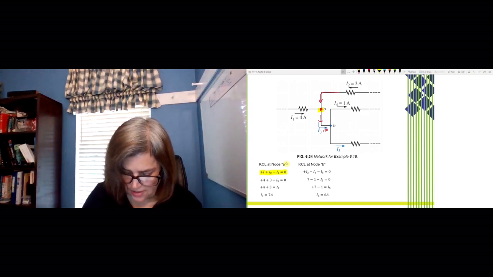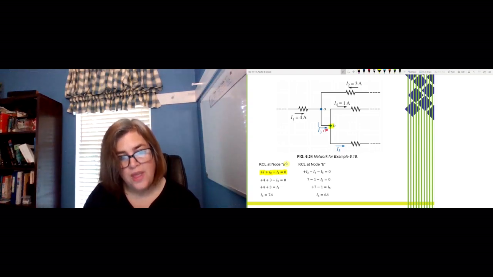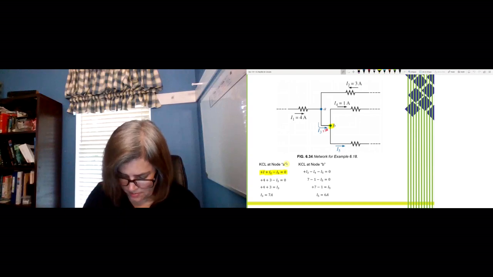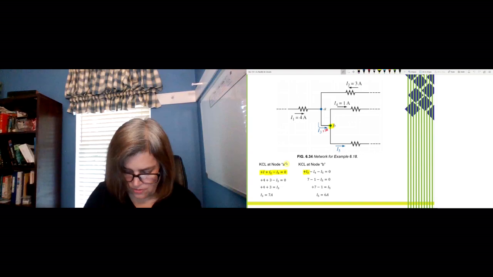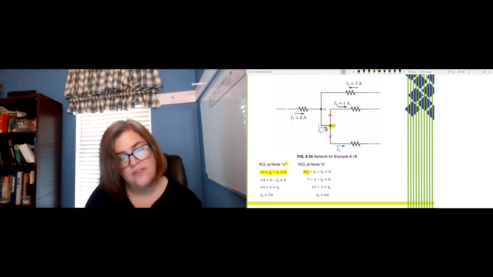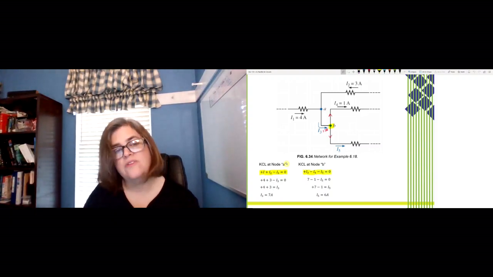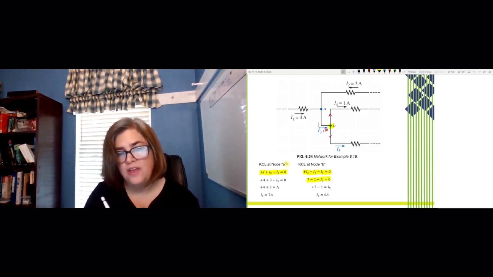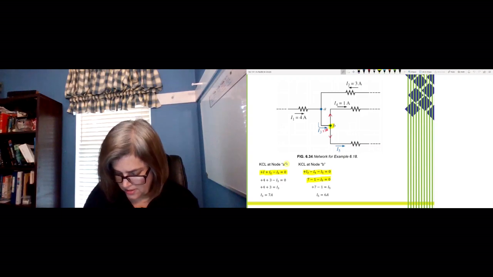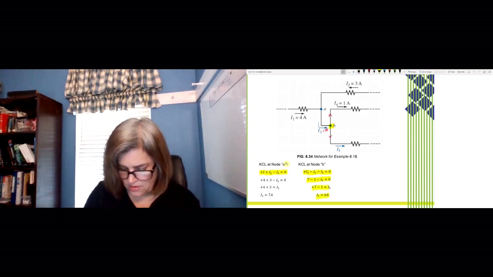Okay, so now let's look at B. KCL at node B. We have our 7 amps coming in, that's I3. I4 and I5, we're assuming they're both leaving the node. So we're going to subtract both of those in our KCL equation and set that equal to 0. We know that I4 is 1 amp. So if, of our 7 amps coming in, 1 amp is leaving through R4, then that leaves 6 amps here.